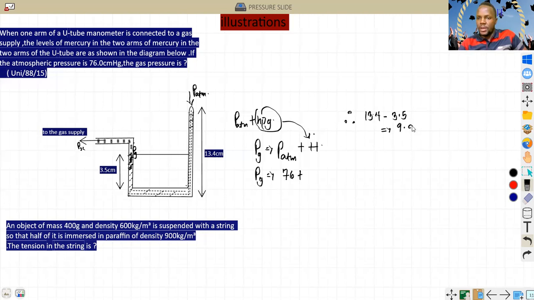Please confirm that. That should be 9.9. Yeah, 9.9. Then we have 76 plus 9.9. I hope it's in centimeter. Very good, 9.9. So 76 plus 9.9 will now give us 85.9. So 76 plus 9 is 85 anyway. It goes without saying, 85.9 will be the pressure of the gas, which is in centimeter of mercury.